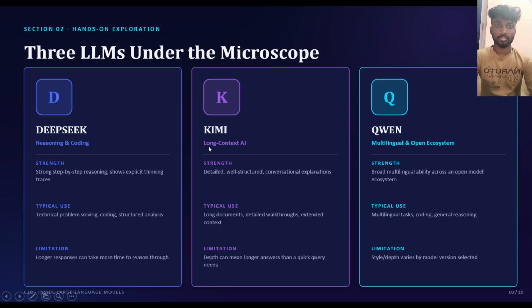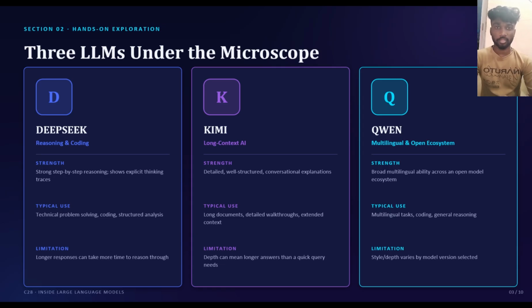For my hands-on exploration, I selected 3 different LLM platforms: DeepSeek, Kimi and Qwen. First, DeepSeek. DeepSeek is mainly useful for reasoning, coding and technical problem solving. One of its strengths is its structured approach to technical questions.